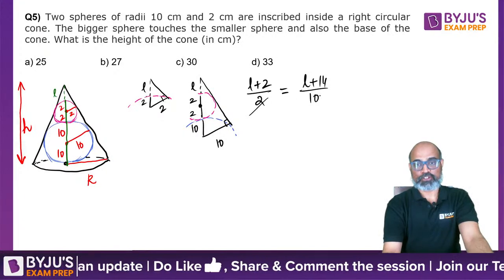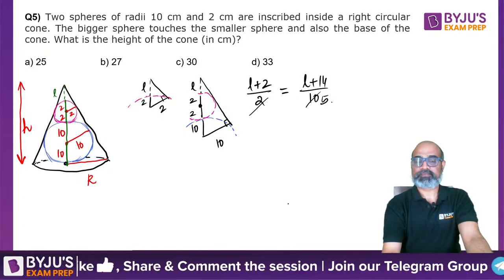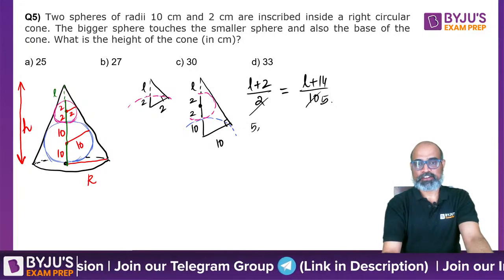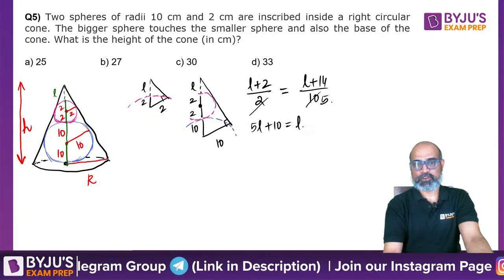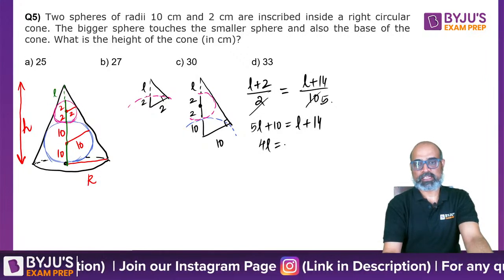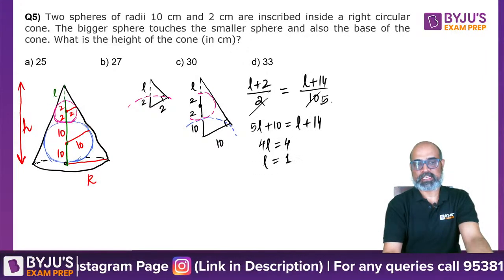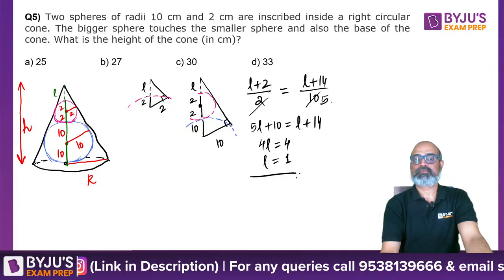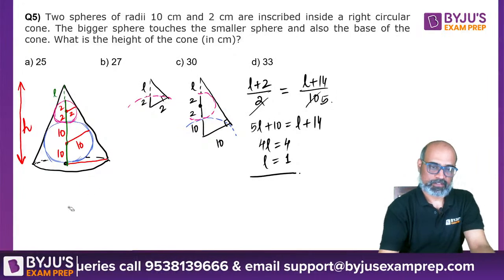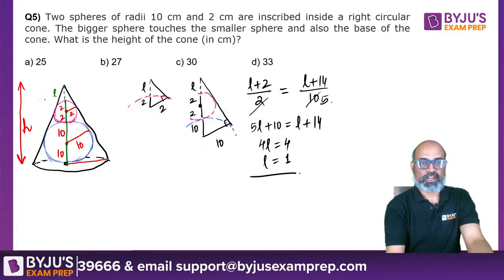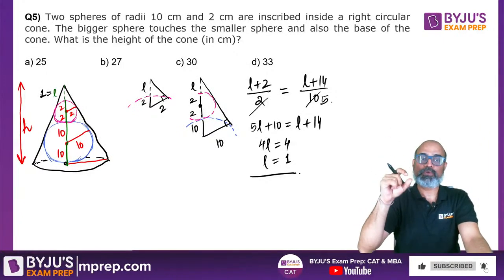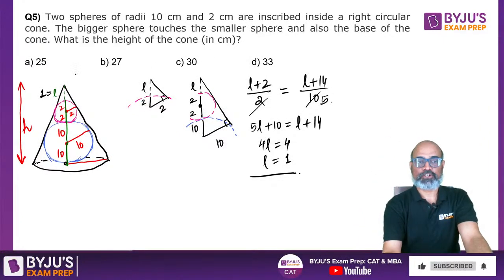So this is going to be 5 times, right? So 5L plus 10 will be equal to L plus 14, or we will get 4L is equal to 4, or L is equal to 1. So anyways, this radius was not required, right? If L turns out to be 1, what is the entire height? 1, 2, 2, 10, 10. So that is going to be 25.